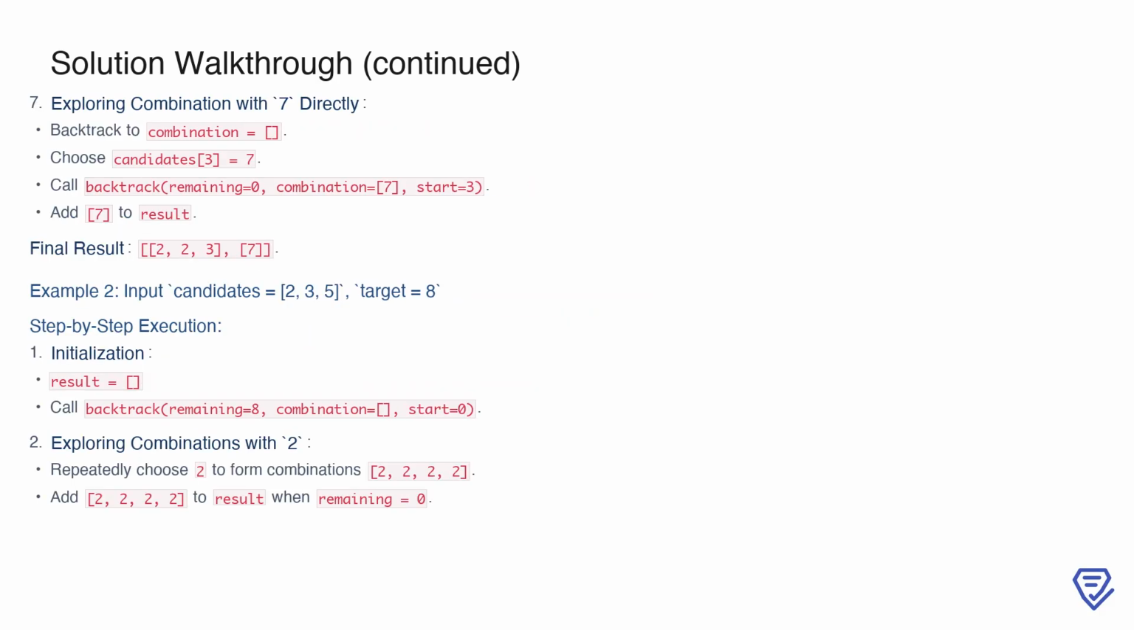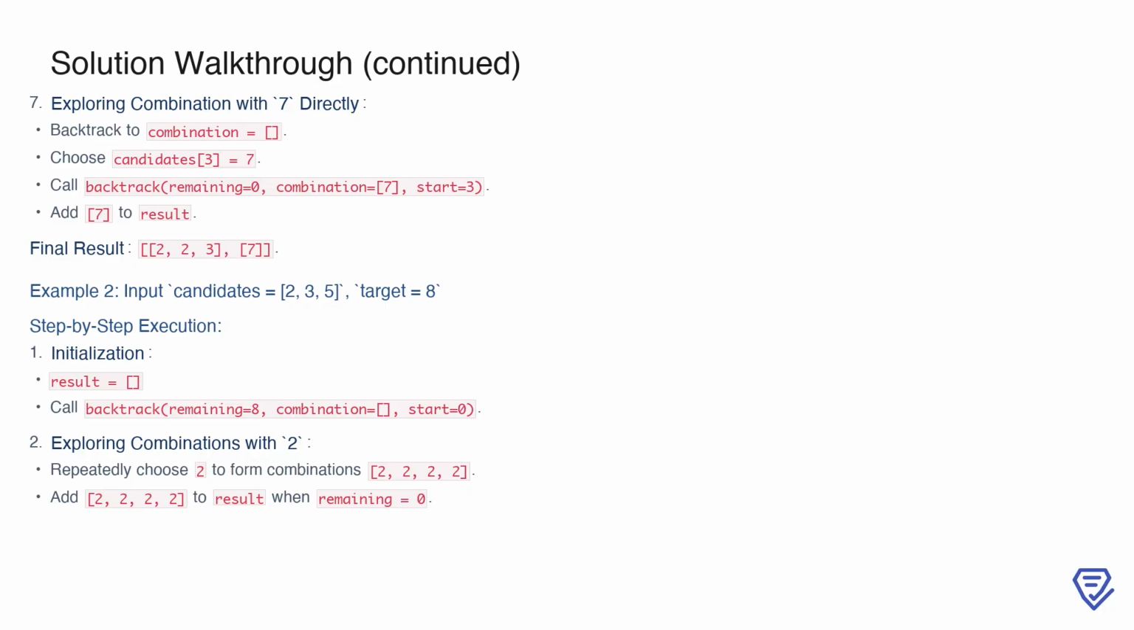Returning to the initial empty combination, we directly choose the candidate 7 at index 3. Adding 7 reduces the remaining target to 0, forming the valid combination [7]. We add this to the result list as well. At this point, we have explored all possible combinations for this input, and our final result for this example is [[2, 2, 3], [7]]. With this first example complete, we move to a new input scenario with candidates equals [2, 3, 5], and target equals 8.